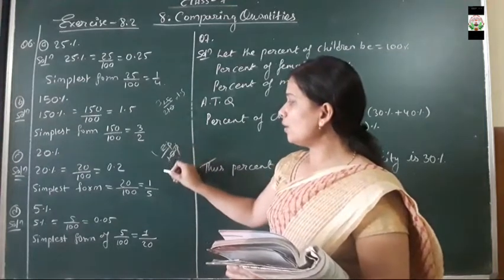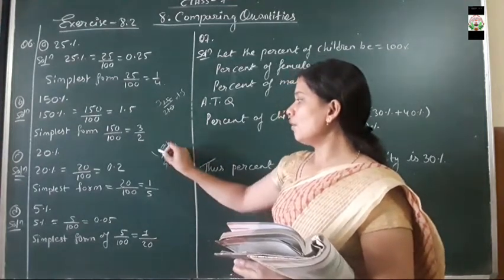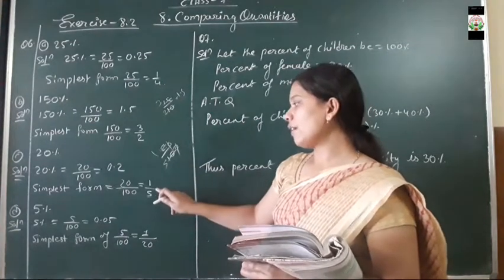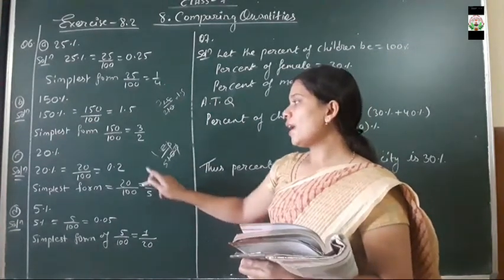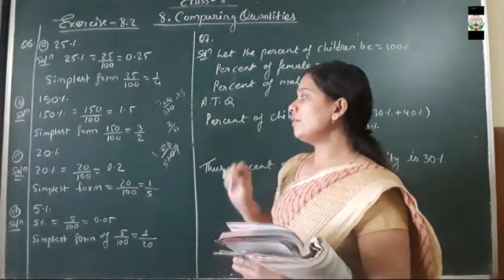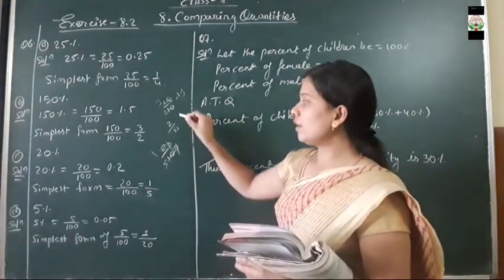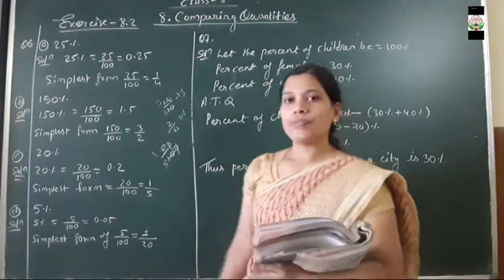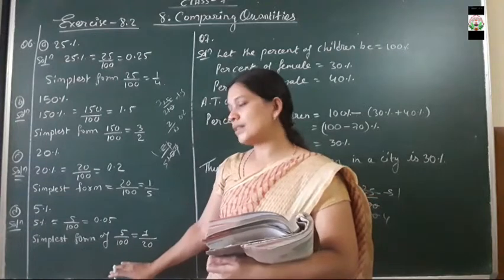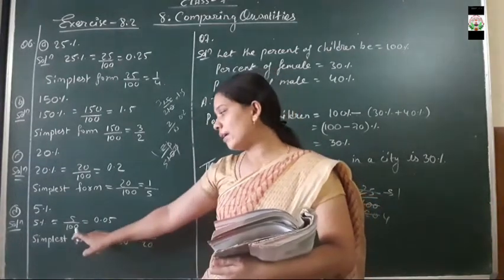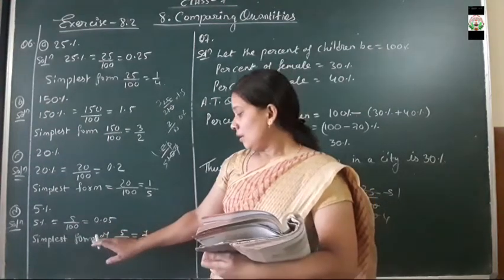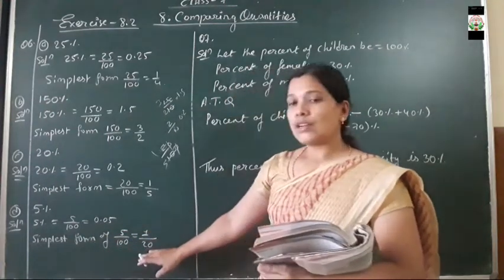Here 2 ones are 2 and 2 fives are 10, so 1 by 5 is left, isn't it? So 1 by 5 is the simplest form, and when 2 is divided by 10, you get the required answer 0.2. Have you understood this part? Similarly, you have to do the 5%, dividing 5 by 100. You will get the required answer 0.05, and the simplest form of that number is 1 upon 20.